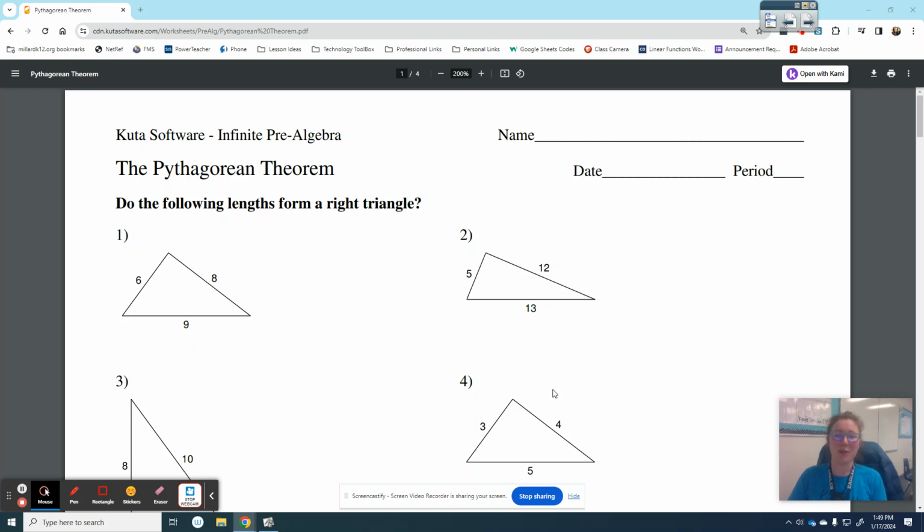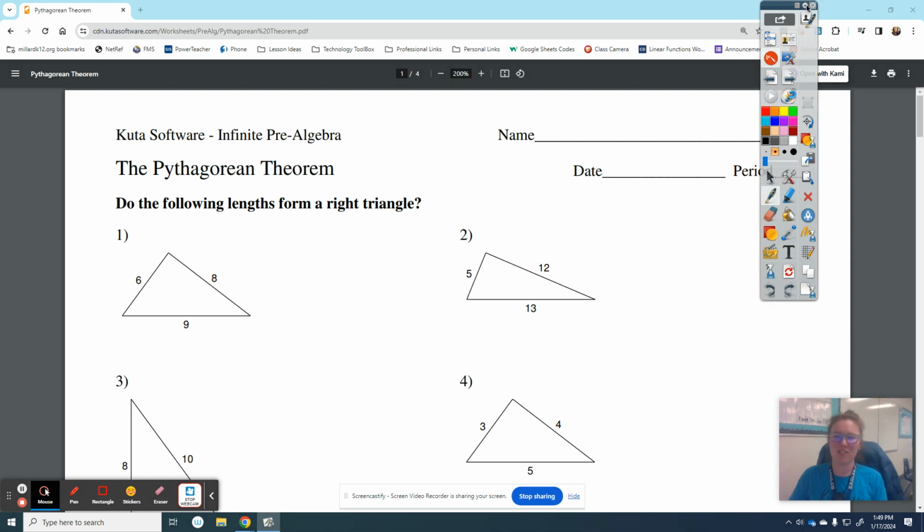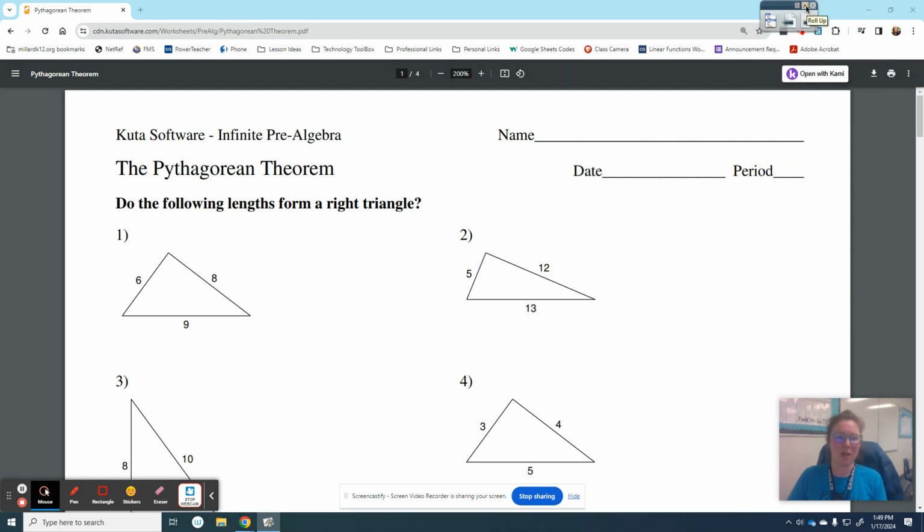Hi, today we're going to practice the Pythagorean theorem. You should have this worksheet in front of you. It starts off, do the following lengths form a right triangle? So what we need to do is plug the numbers into the Pythagorean theorem and see if they work.